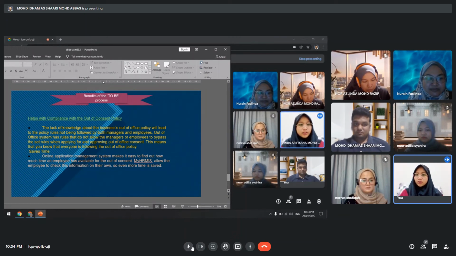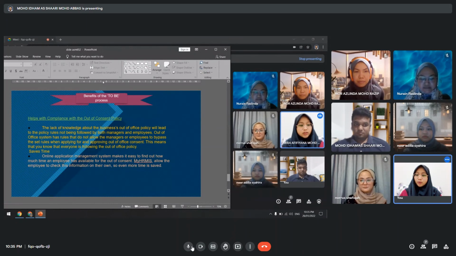For the benefits of the process, it helps with complying with the out of office consent policy. The lack of knowledge about the out of office policy will lead to the policy rules not being followed by both managers and employees. The out of office system has rules that do not allow managers or employees to bypass the set rules when applying for and approving out of office consent. This means that everyone is following the out of office policy.